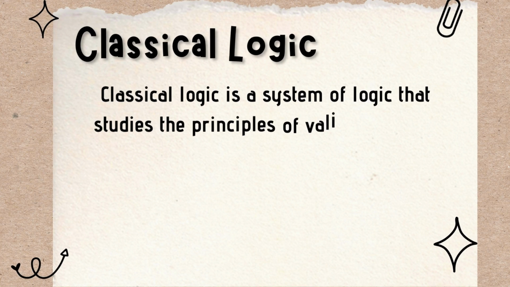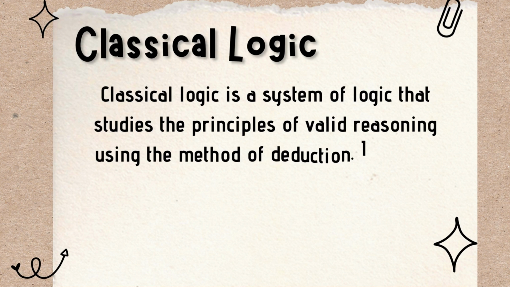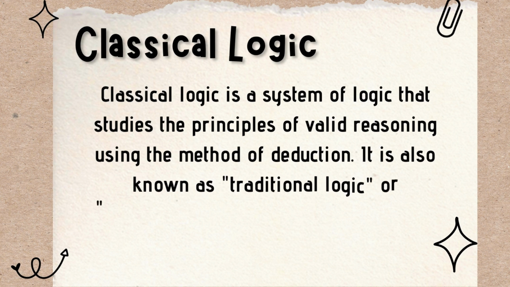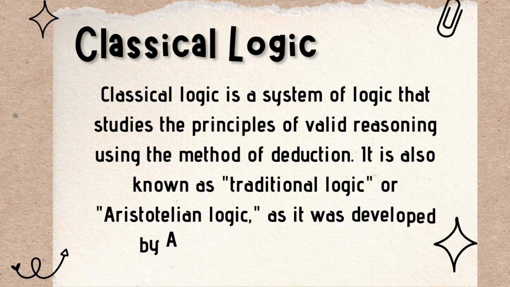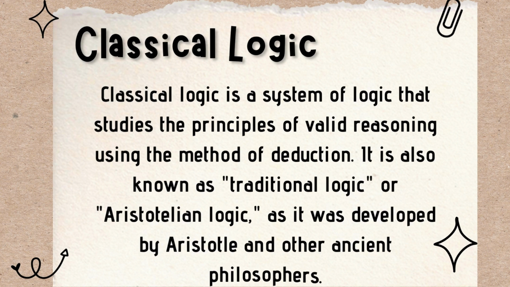So, what is classical logic? Classical logic is a system of logic that studies the principles of valid reasoning using the method of deduction. Deduction, in the sense that it means valid or invalid. It is also known as traditional logic or Aristotelian logic because it was developed by Aristotle and other ancient philosophers. This classical logic is a vast subject. From this logic, the second type of logic, which we call modern or symbolic logic, evolved. So first, let's study deeply what classical logic is about.